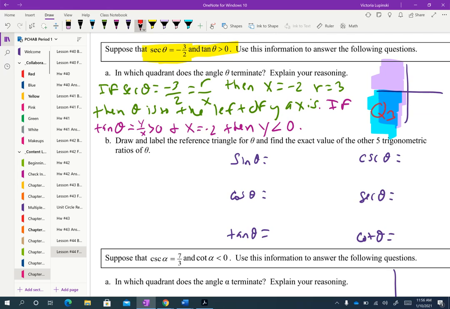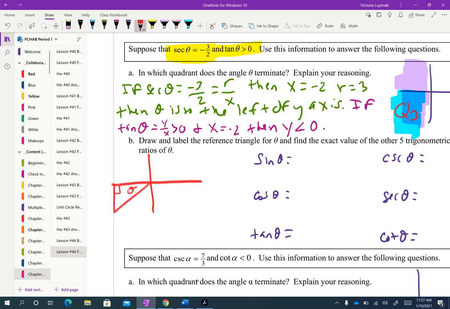So now that I know that I'm in quadrant 3, I'm going to go ahead and draw my triangle. So here in quadrant 3, I'm using theta, right triangle. What do I know so far? I know that x is -2. I know that r is +3. I have to find the length of that third side. So remember that x squared plus y squared equals r squared. So 4 plus y squared equals 9. Y squared is therefore going to be equal to 5.